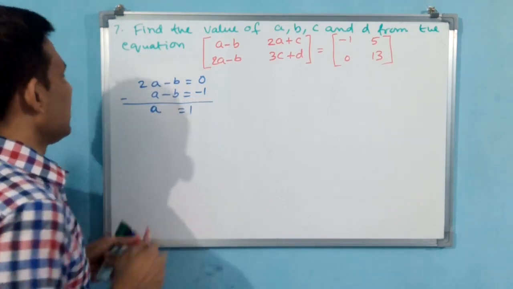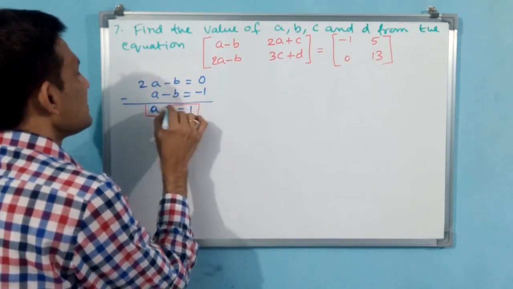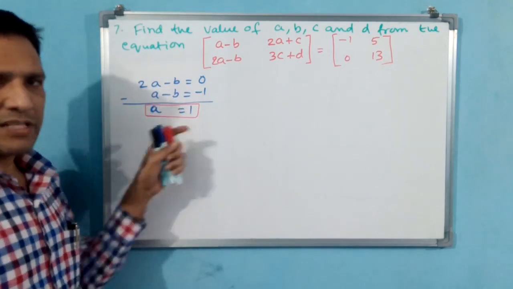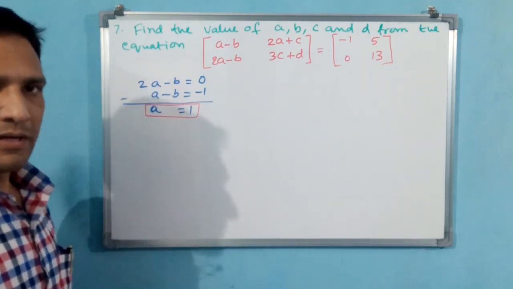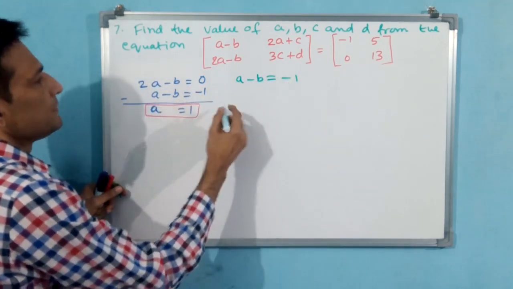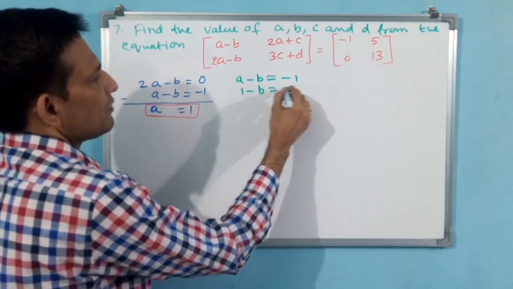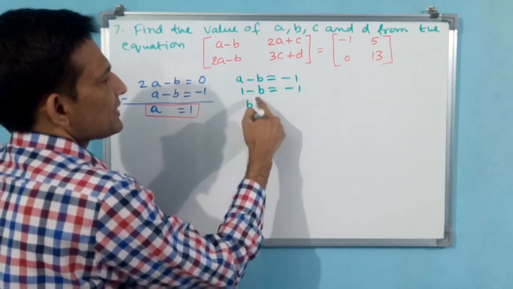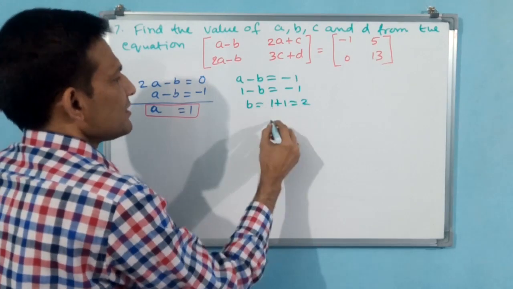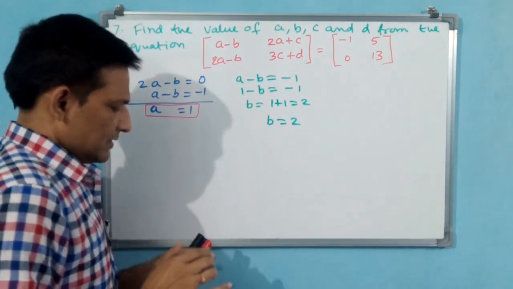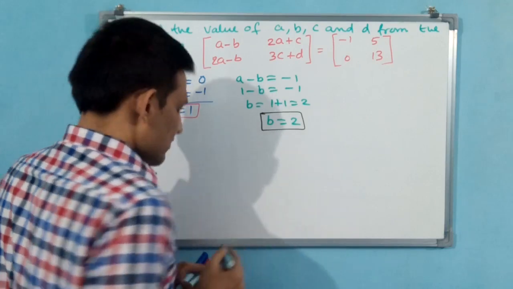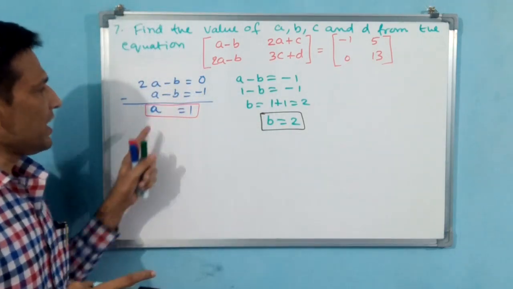Okay. Box it. A is equal to 1 we have got. See, with the same equation A minus B is equal to minus 1, you can find B also. Find A minus B is equal to minus 1. Then A you have got 1 minus B is equal to minus 1. Send B that side. Send 1 this side. Okay, 1 plus 1 that is equal to 2. That means B is equal to 2. This will be your second variable. Okay, A, B.